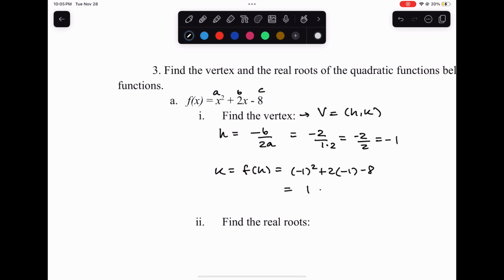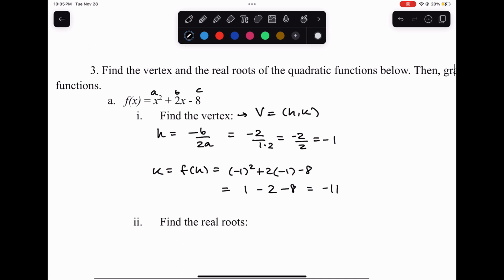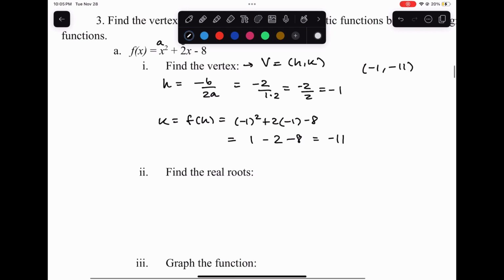And k is f of h. So we plug in -1 into f of x. It's actually, I think, -9. Yeah, -10 plus 1 is -9. It's sort of a bit of an error. But the vertex is at -1, -9.